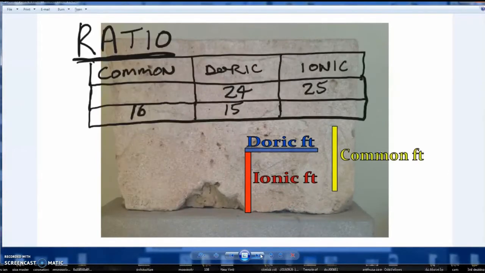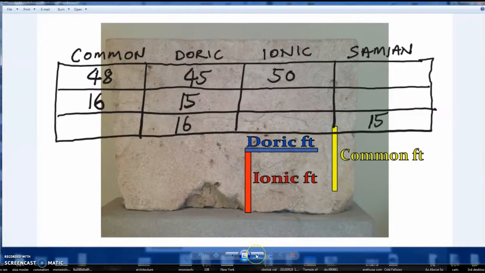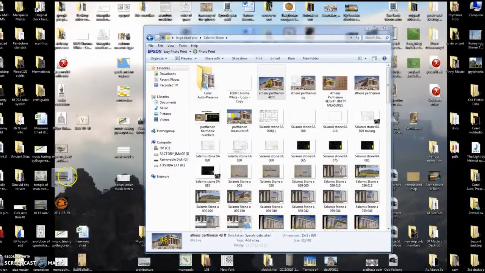Okay, and now the common foot, Doric and Ionic, you see this 24/25, 16:15 ratio. This will come up again as we get more into it. The common foot is represented with this yellow bar, where there's an actual foot marked into the stone, and we also see this ratio 48/45/50 for Ionic and Doric, but from common to Doric is 15/16, and from Doric to Samian is 16/15. And while I'm here, I might as well point that out now.